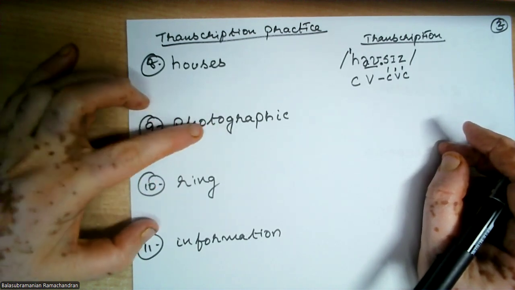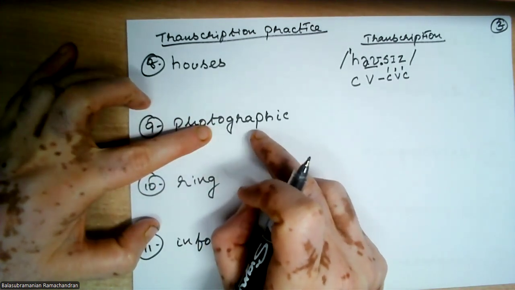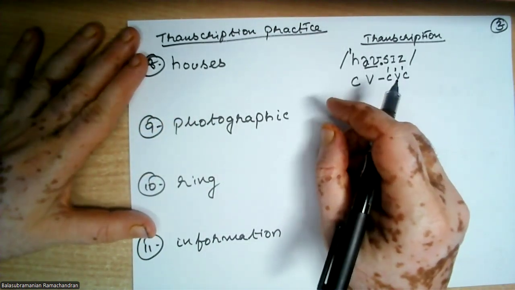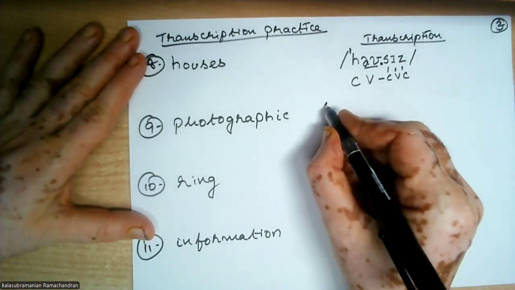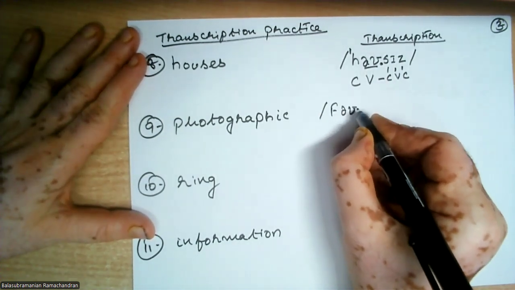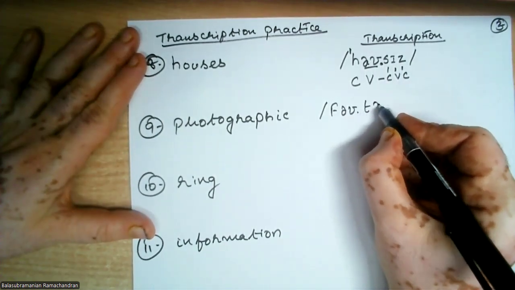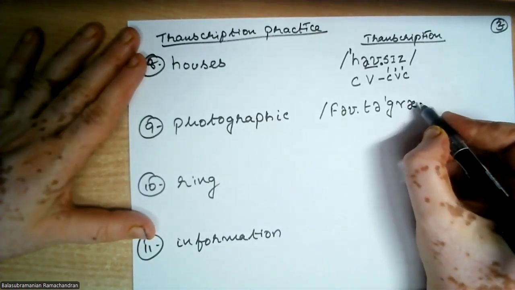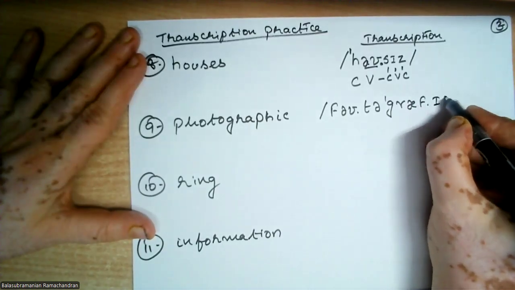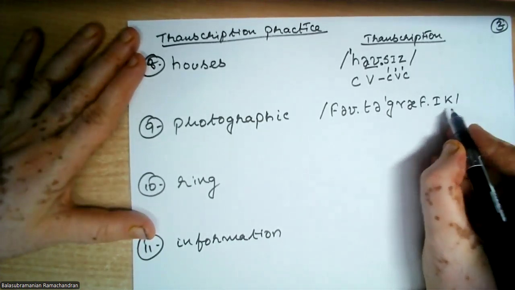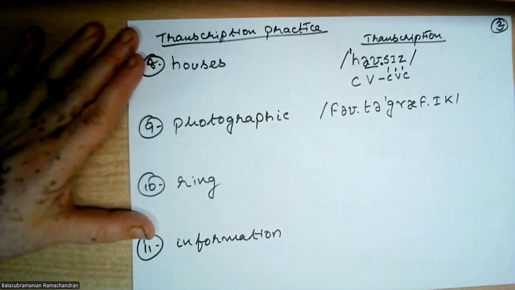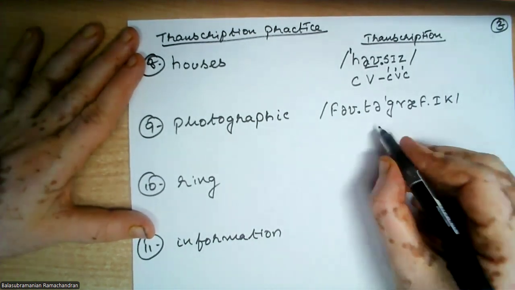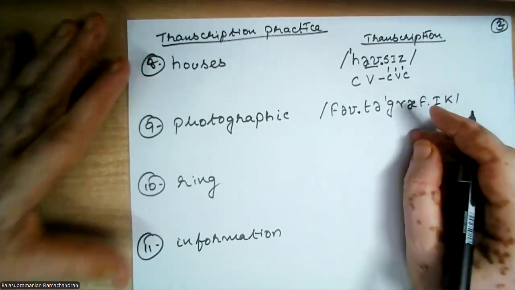Photographic. I repeat, photographic. So the pronunciation goes like this: photographic. As I was writing the transcription, I've given you the syllable division also. All right. Photographic, and graph is the stress syllable.